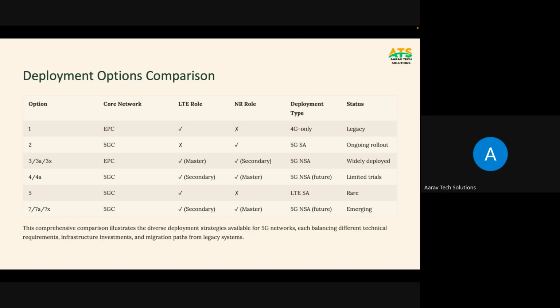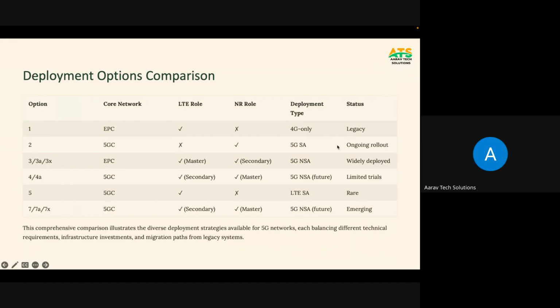We have a total of 6 deployment strategies, starting with options 1, 2, 3, 4, 5, and 7. Option 3 is split up into 3A and 3X. Option 7 is split further into 7A and 7X. In this table, you can see which deployment strategy is specifically meant for SA rollout and which is meant for NSA rollout. So this table comprises all of them.